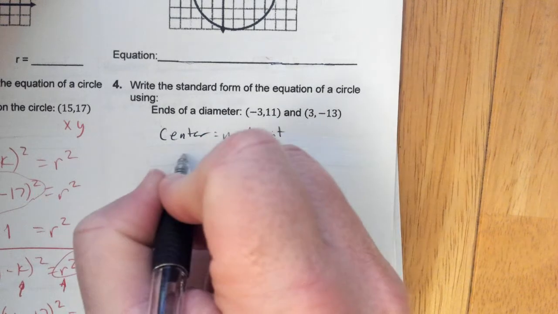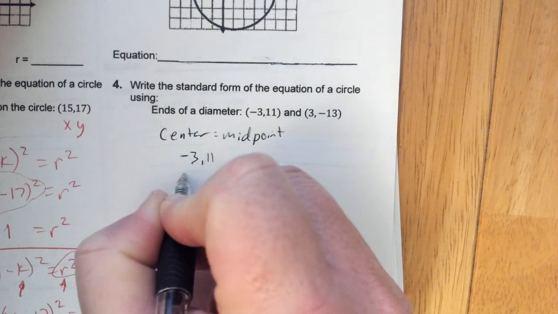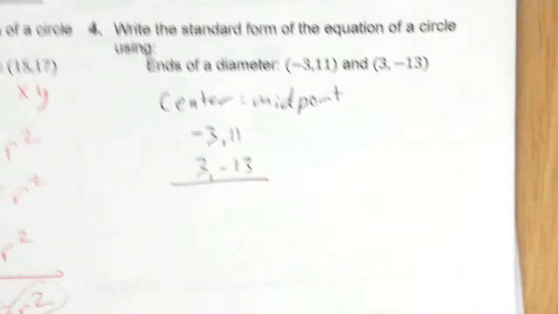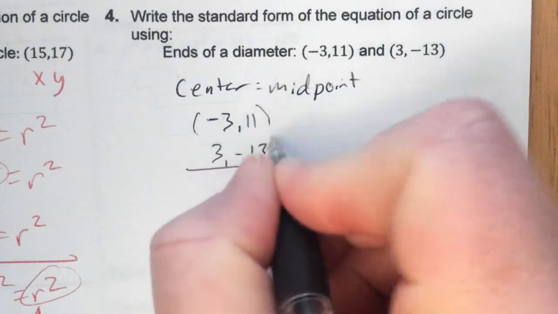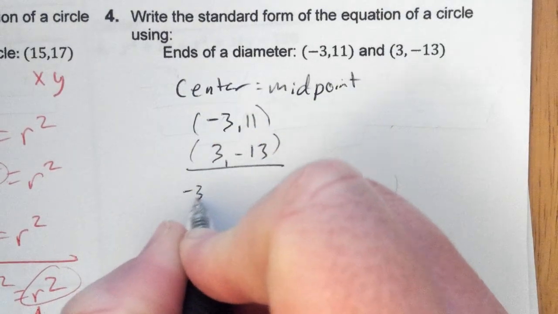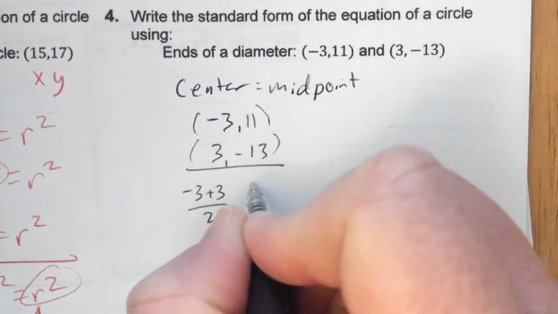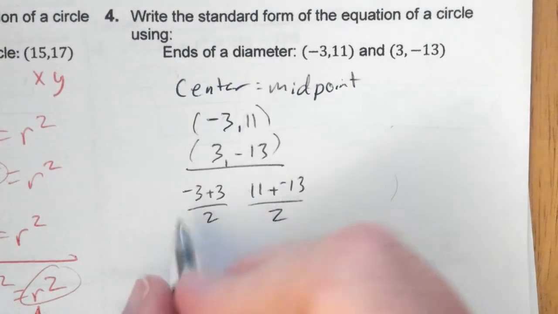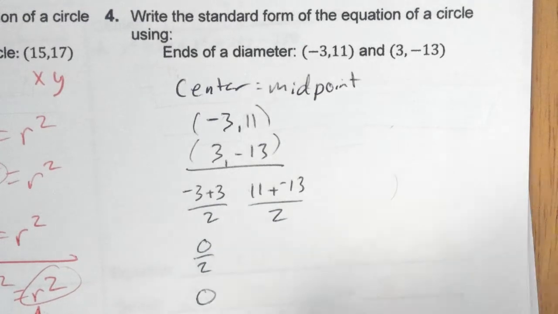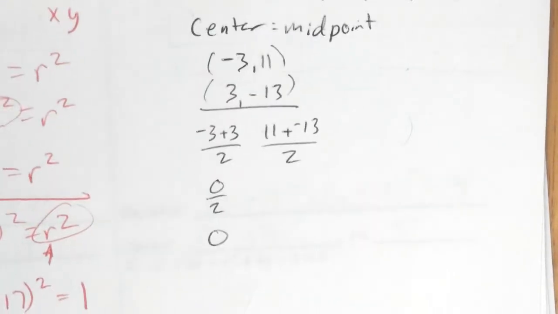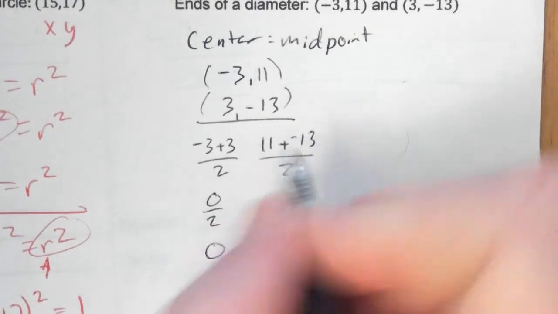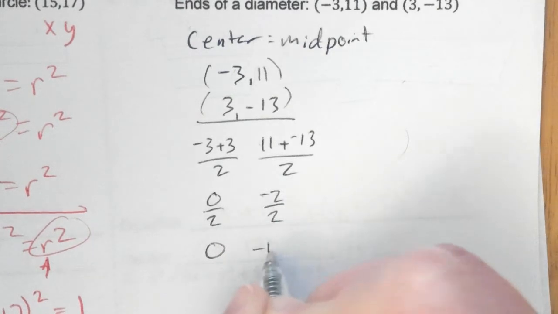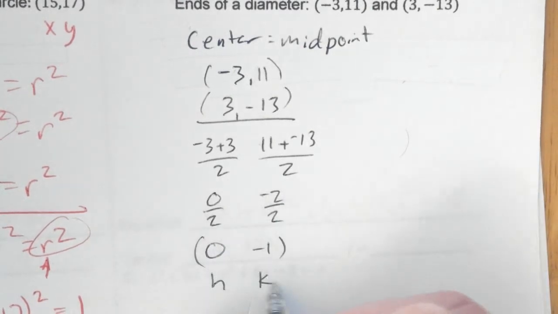For the diameter, we had (-3, 11) and (3, -13). So we're going to add the coordinates together and divide by 2. So -3 plus 3 divided by 2, and 11 plus -13 divided by 2. -3 plus 3 is 0 over 2, which is 0. And we have 11 plus -13, which is -2 over 2, which is -1. So this is my center, that's my h, k.